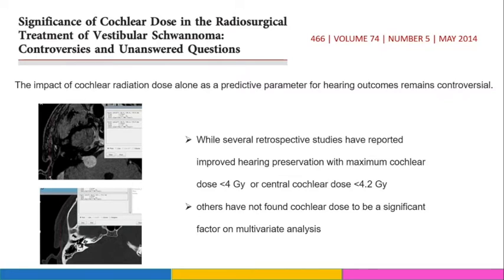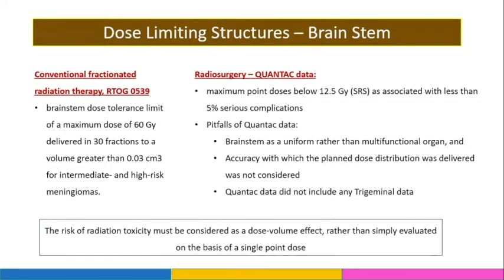It has not been found by all the groups equally well, and therefore people are talking about giving it consideration, but usually a 5 gray dose is the maximum acceptable dose to the cochlea in patients where hearing has to be saved.